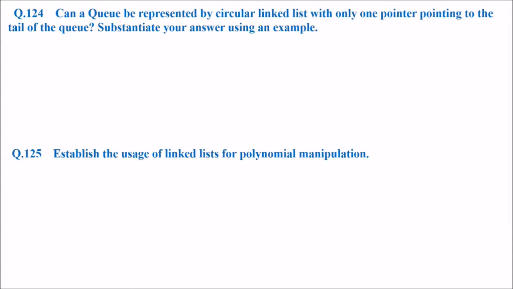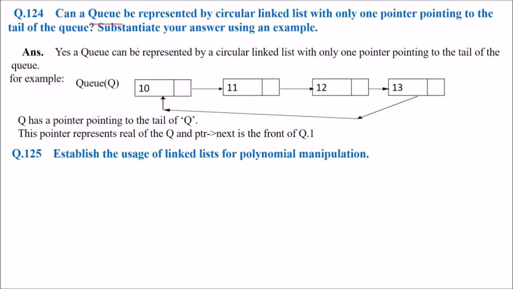Can a queue be represented by a circular linked list with only one pointer pointing to the tail of the queue? Substantiate your answer using an example. Yes. How? A queue can be represented by a circular linked list with only one pointer pointing to the tail of the queue. For example, in this picture you can see the queue has a pointer pointing to the tail of the queue, and the pointer next is the front of the queue.